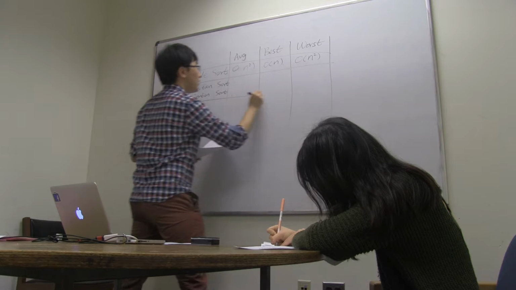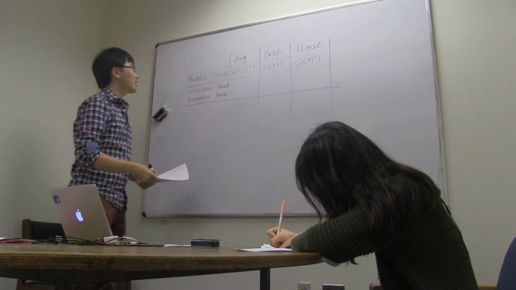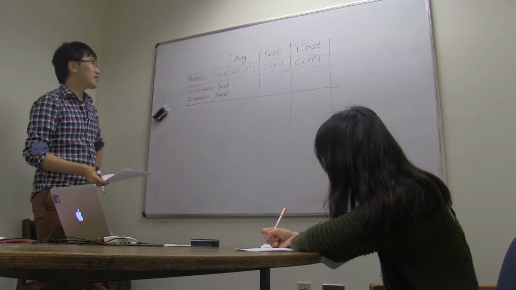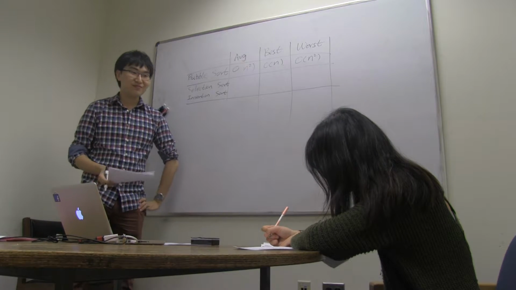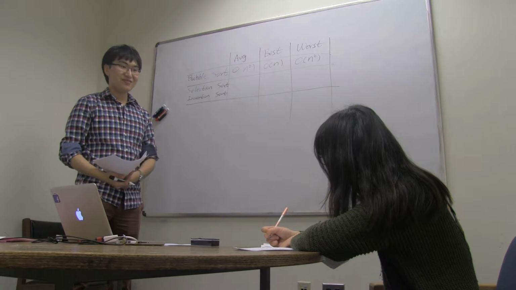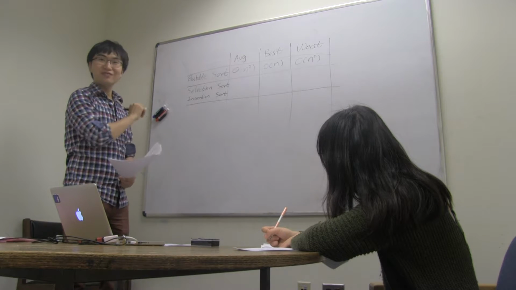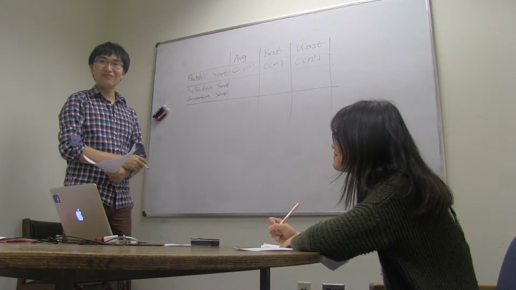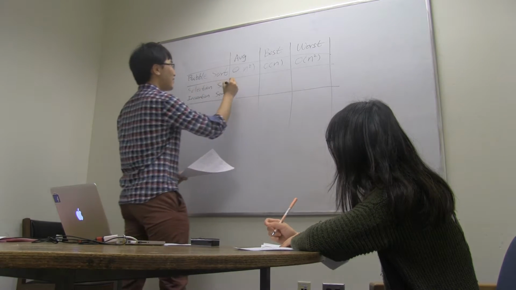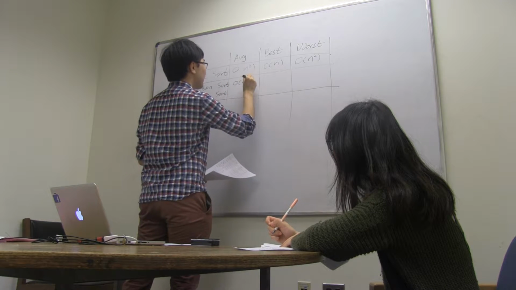Cool. Can anyone tell me what's the average time complexity for selection sort and insertion sort? N squared. Cool. Which one? Both of them. Right, both of them. The average complexity is order n squared. Very good.